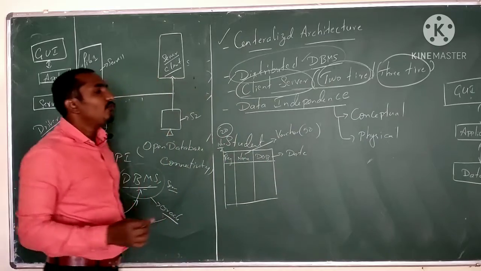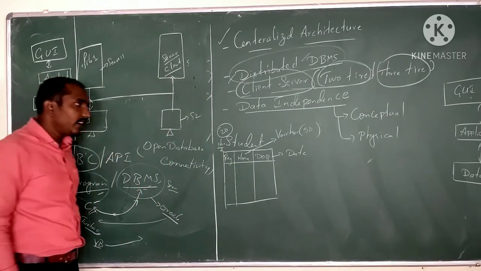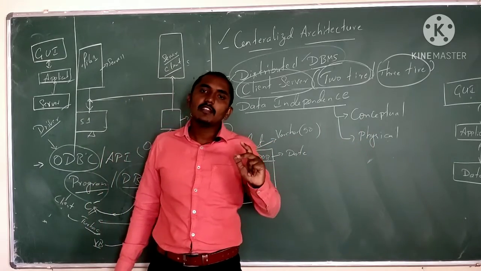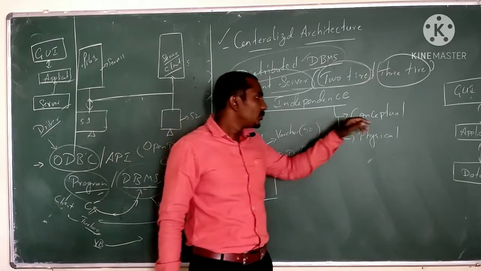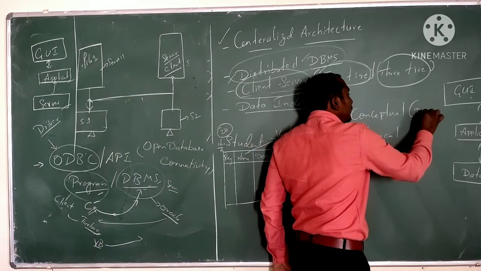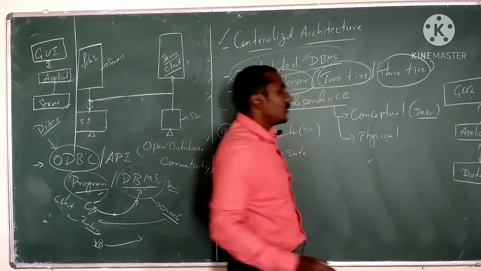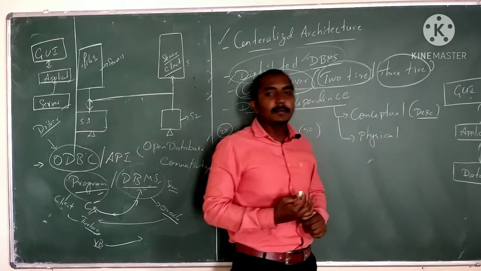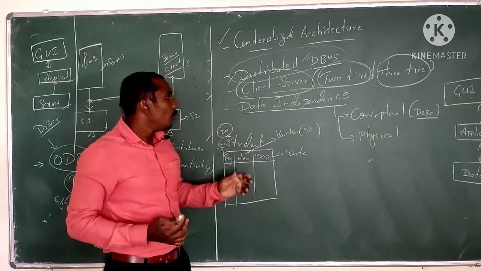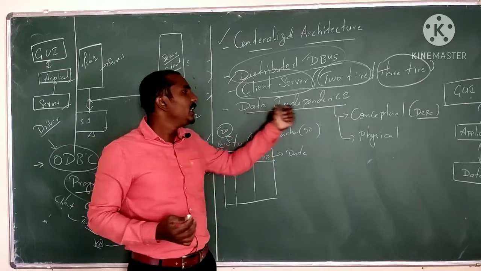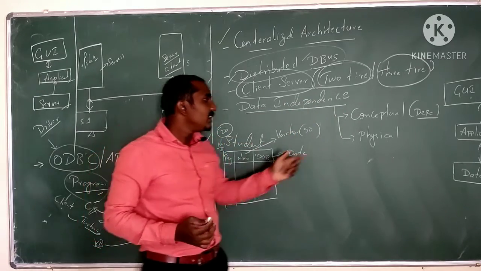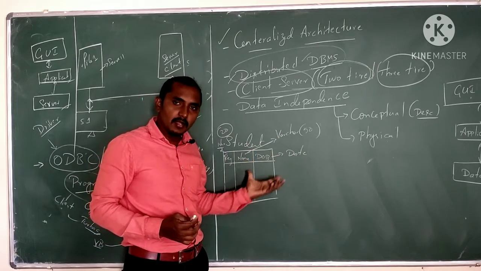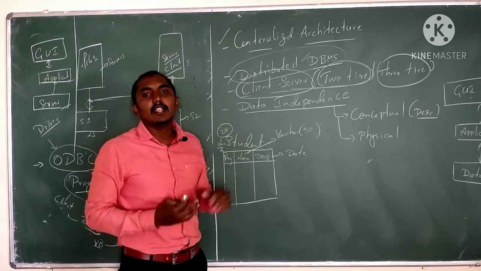What is the meaning of conceptual data independence and physical data independence? I told you we have 3 levels there: external level, conceptual level, as well as physical level. The conceptual level will hold the description, in the sense, the structure of the table and the constraints. Those details will be present in the conceptual level. Now, conceptual data independence means that if you make any changes to the description of the table, that will not affect the external level.